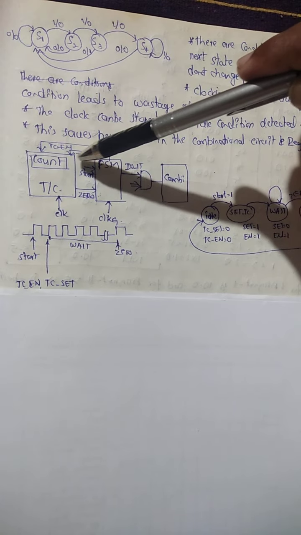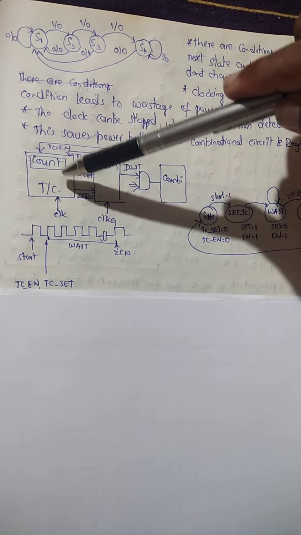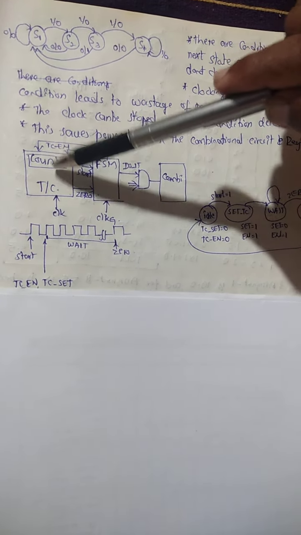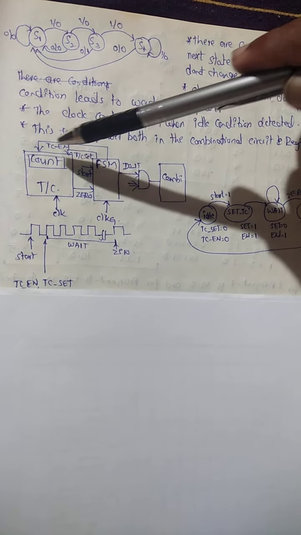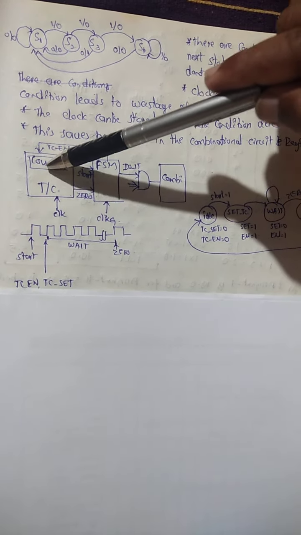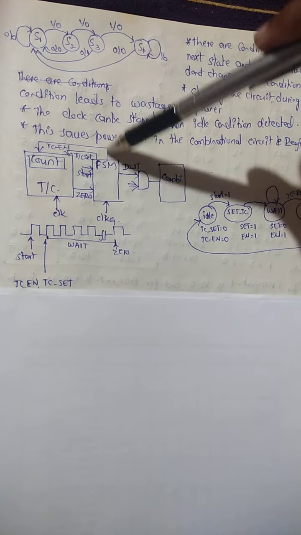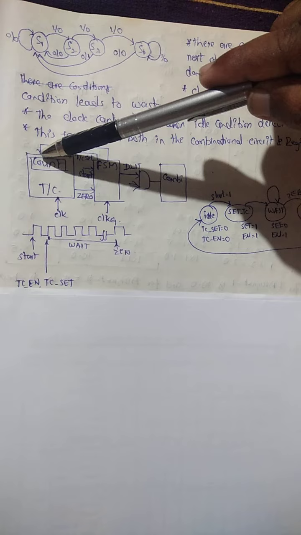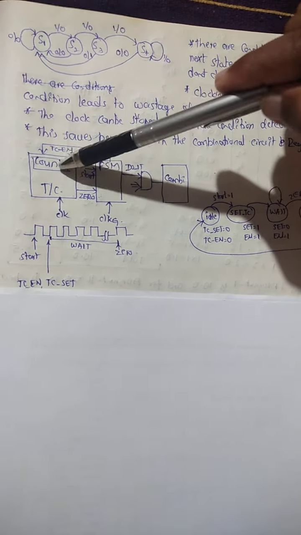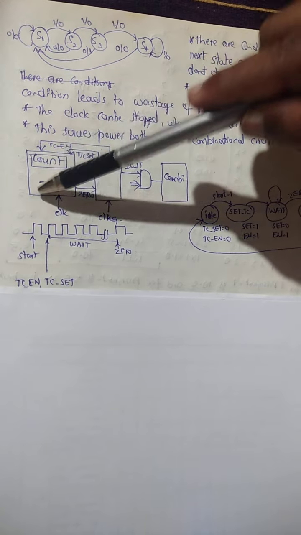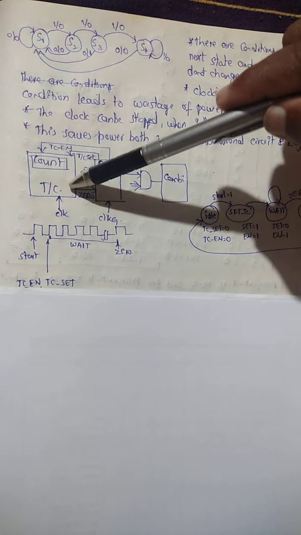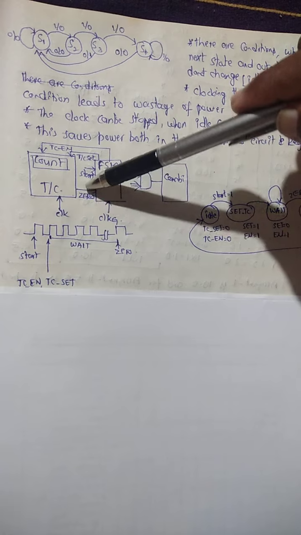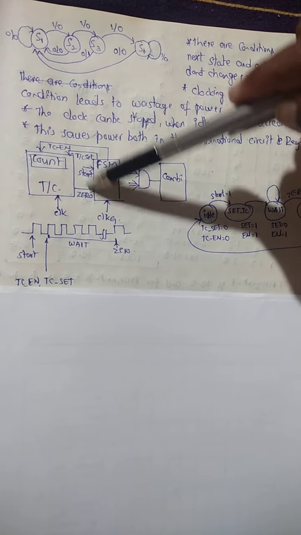So when the set is applied, the timer will be set. Next, if it wants to be enabled, if it wants to be active, we are supposed to send the enable signal. By making use of the timer enable, it is going to be on. So it will do the operation, which means it will do the counting operation. Once the counting is completed, the 0 is going to be enabled, it will become high.